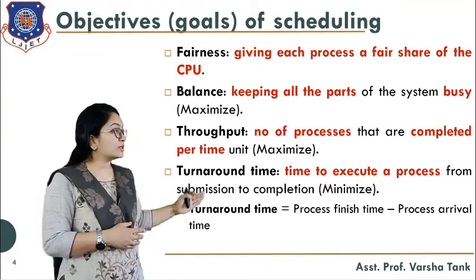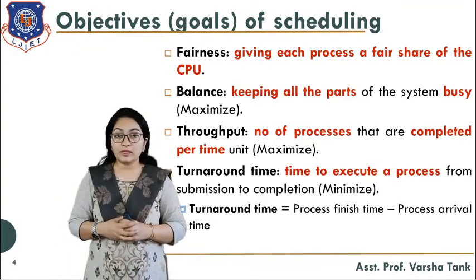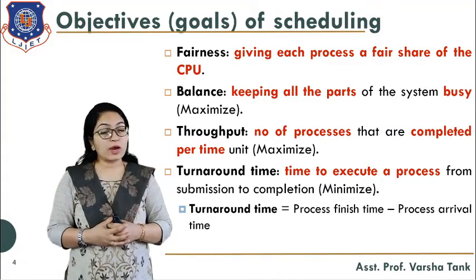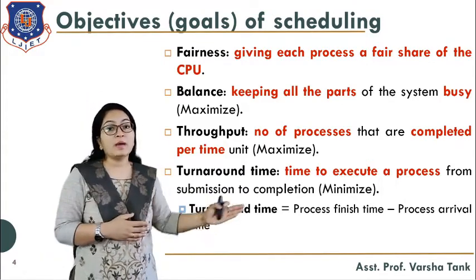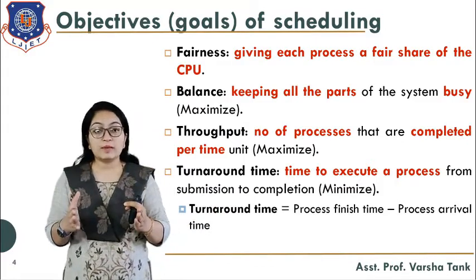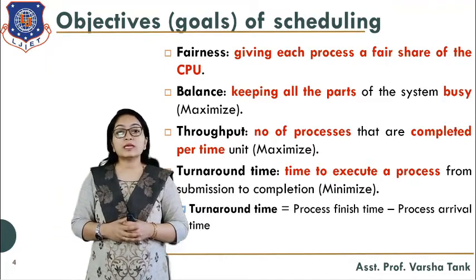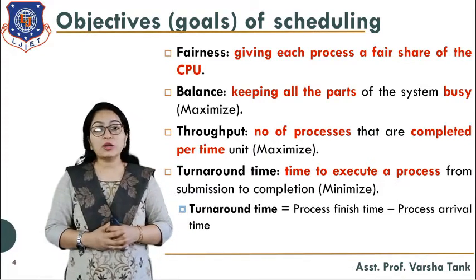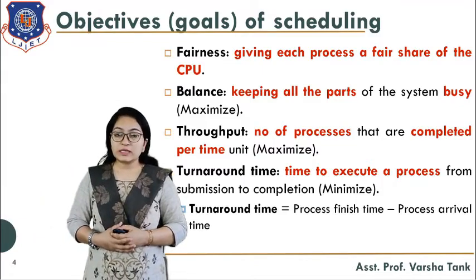Okay, now what is the turnaround time? How are you able to find out the turnaround time? Whenever there is an exam question that asks you to define the turnaround time, how do you define it? It is the process finish time minus the process arrival time. You have to find the process finish time, and from that you subtract the process arrival time. If all the processes arrive at time 0, then the process finish time is the turnaround time for that particular process. We will see that in the example.